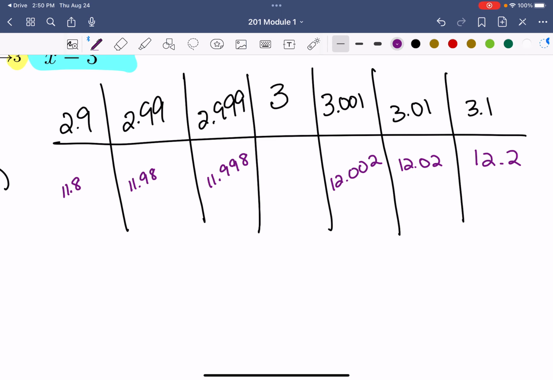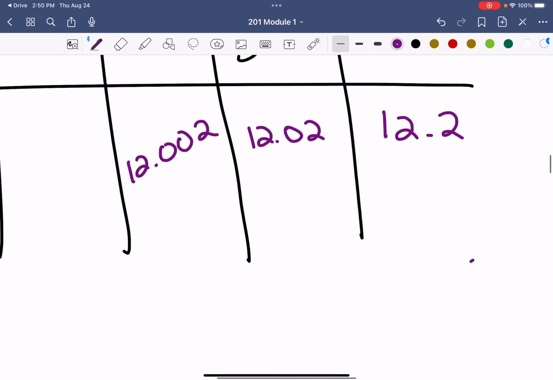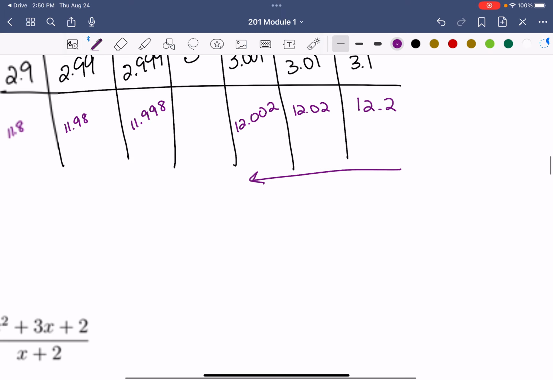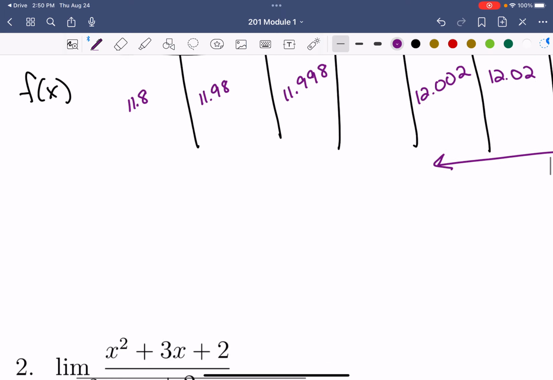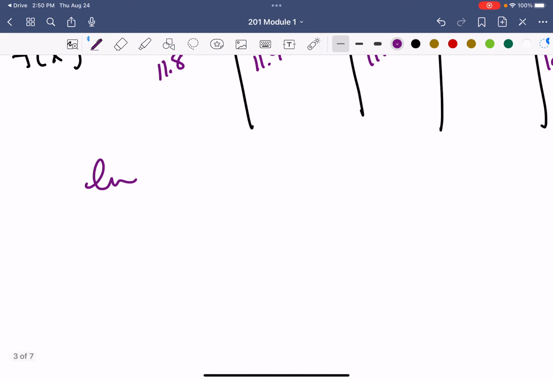Okay, so now what we want to do is look at our limits. Now we're going to use all of our notation and practice here. From the right-hand side, that means this side, going towards the 3, you're going from 12.2, 12.02, 12.002, and so I'm approaching 12 from that side, right? So that tells you that the limit as x goes to 3 from the right of your function, 2x squared minus 18 over x minus 3, is 12.